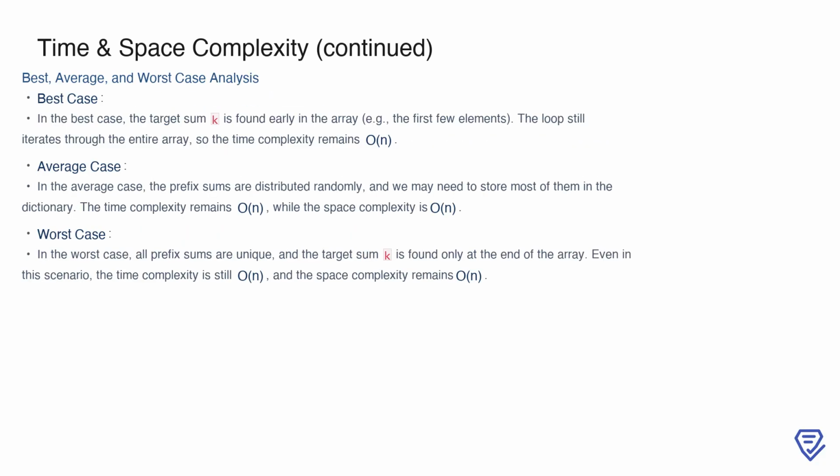When analyzing the best, average, and worst cases, we see that the time complexity remains O(n) across all scenarios. In the best case, the target sum k is found early in the array, but the loop still processes all elements, so the time complexity is O(n). On average, the prefix sums are distributed unpredictably, which means the hash map may store most of them, but the operations inside the loop remain efficient, keeping the time complexity O(n) and space complexity O(n). Even in the worst case, where all prefix sums are unique and the target sum is only found at the very end of the array, the algorithm still performs with the same O(n) time and space complexity. This consistency in performance is a key advantage of the optimized approach.